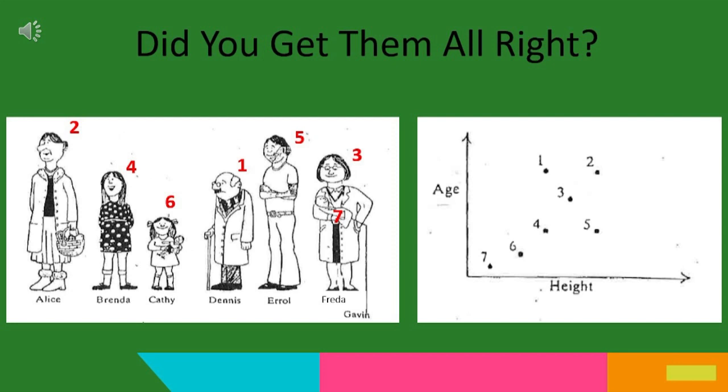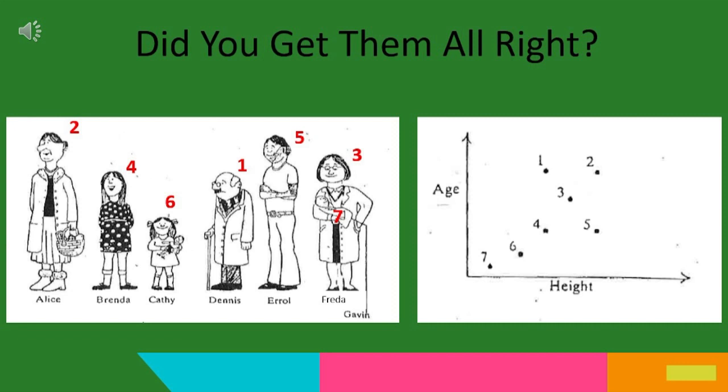Little Miss Kathy, her height is unlike anyone else's, but she's not as young as baby Gavin. And we already knew that baby Gavin was going to be the closest to the origin. So that means that Kathy is going to be represented by the point 6, and we already knew that Gavin was represented by the point 7. That leaves us with who? Just Miss Frida. Miss Frida, like Kathy, her height is unlike anyone else's. So she's represented by the point 3.